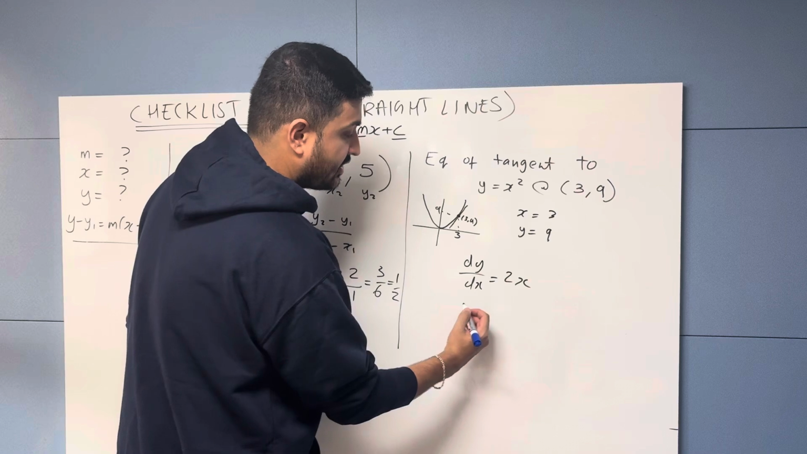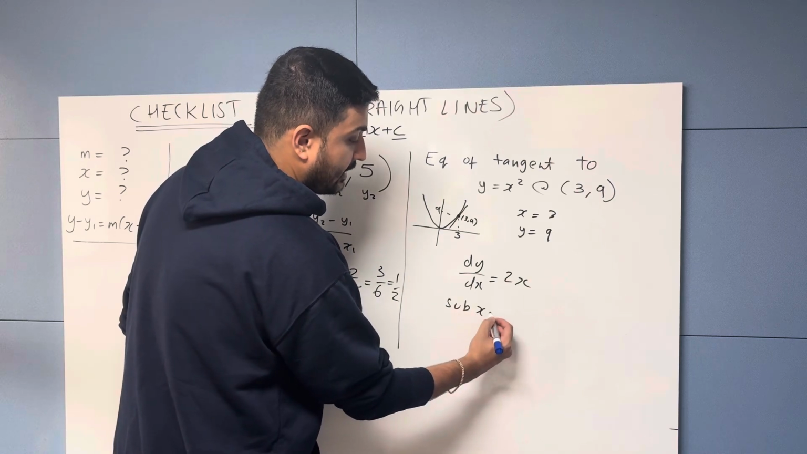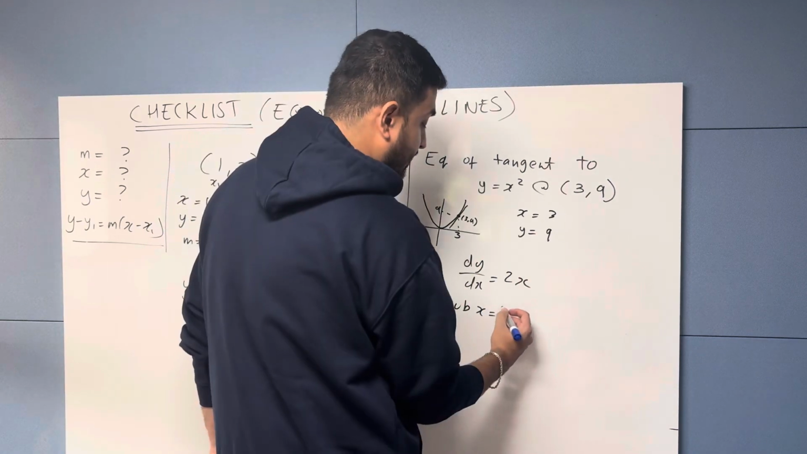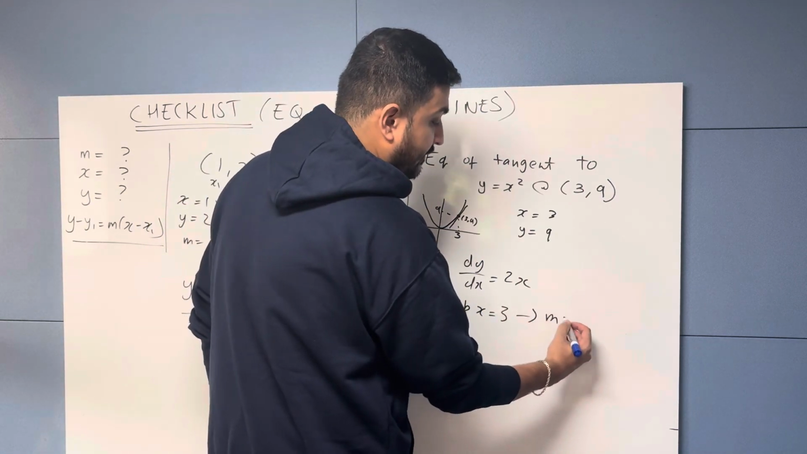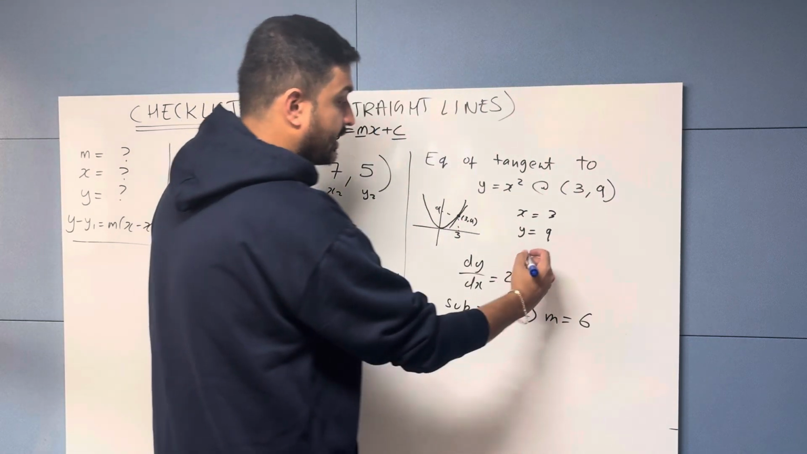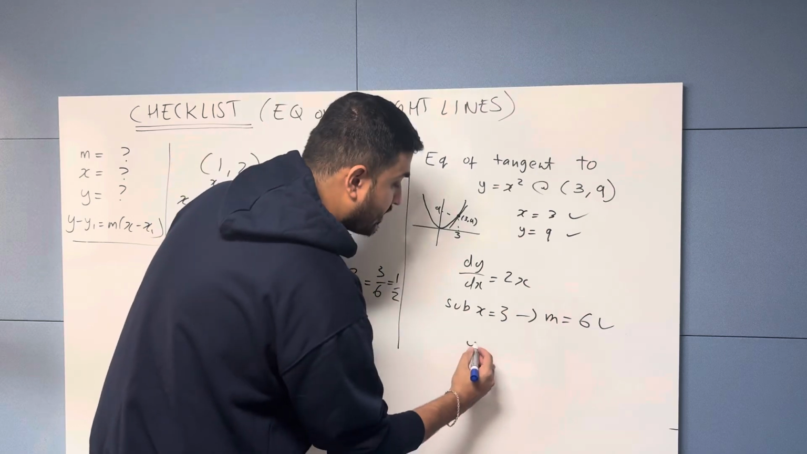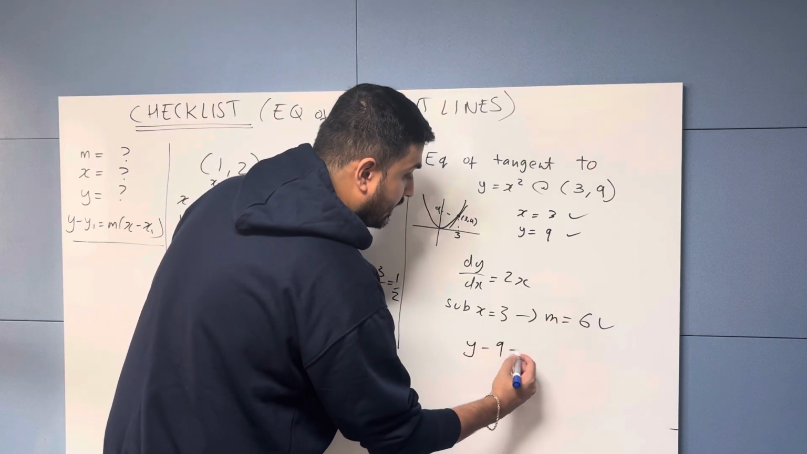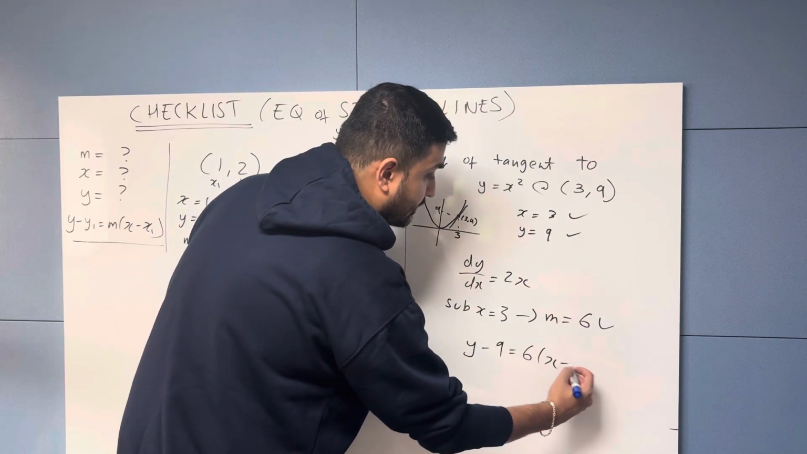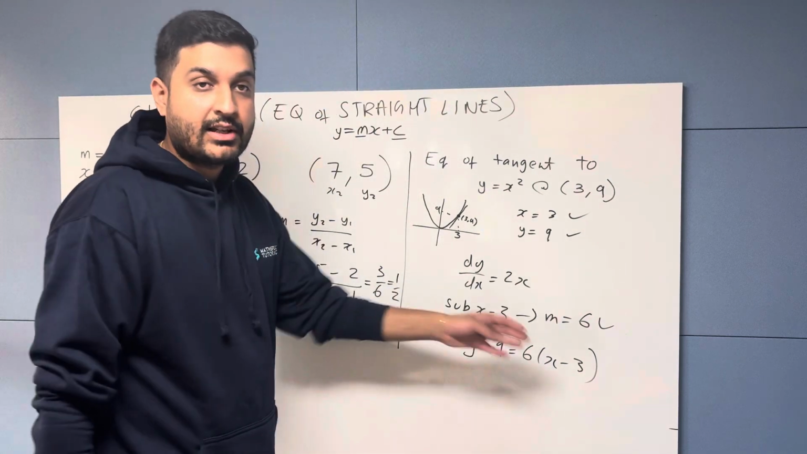So dy/dx = 2x. Now substitute x = 3 in, and that will get you the gradient of the curve at that point. Substituting x = 3, you're going to get a gradient value of 6. Oh, I've got my gradient now, checklist sorted, and I will change this to y - 9 = 6(x - 3). That is the equation of my tangent.